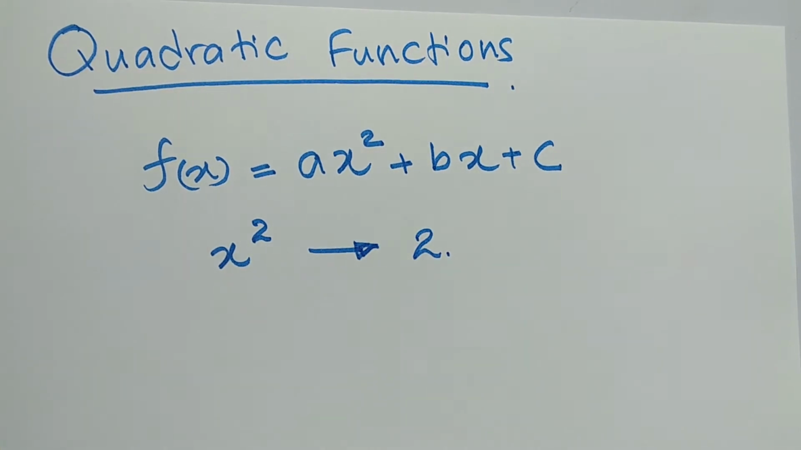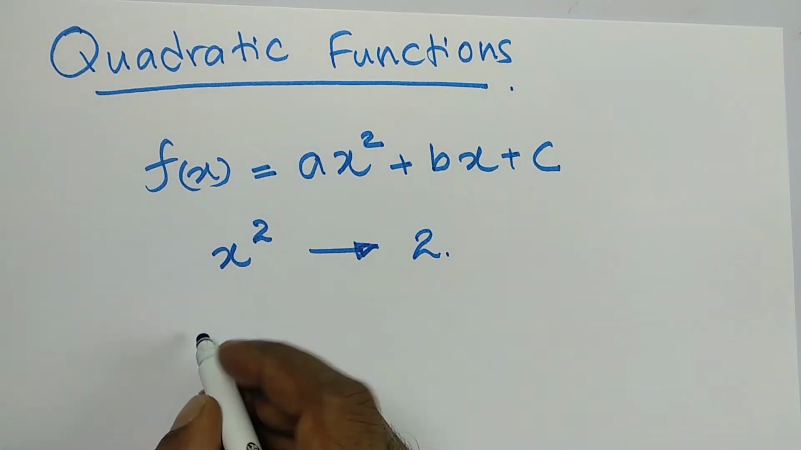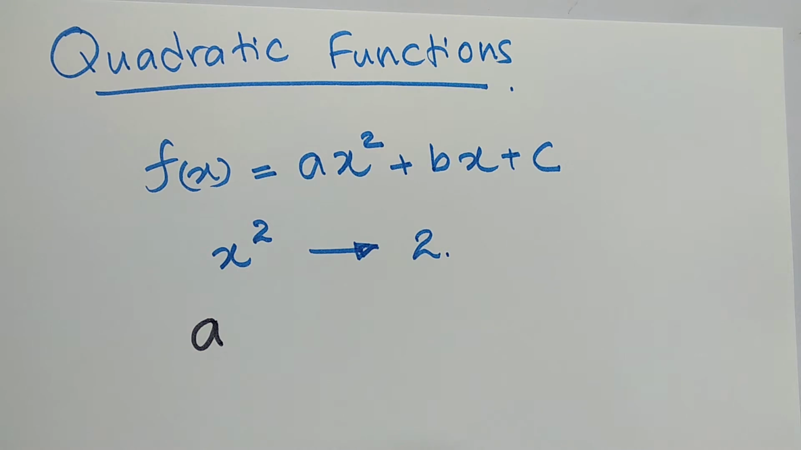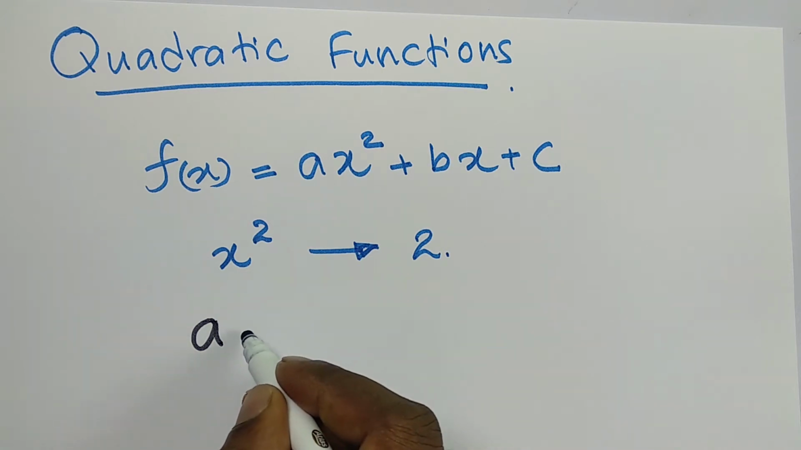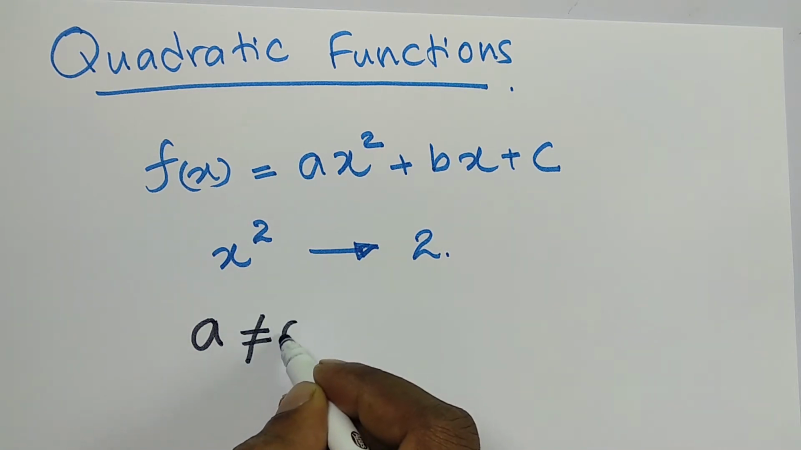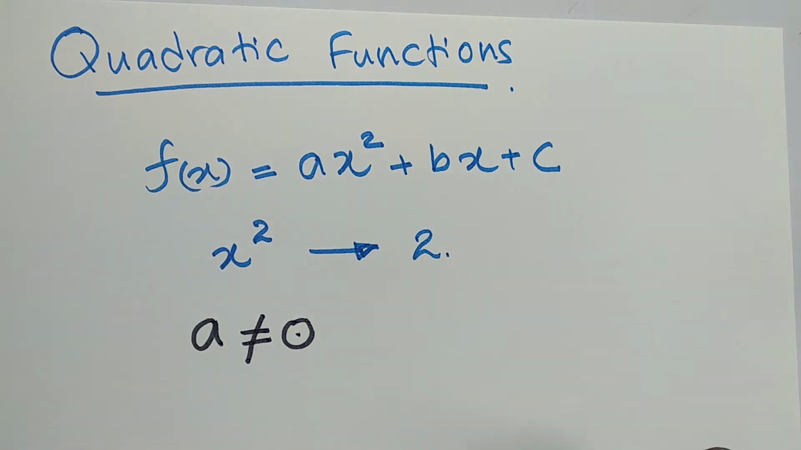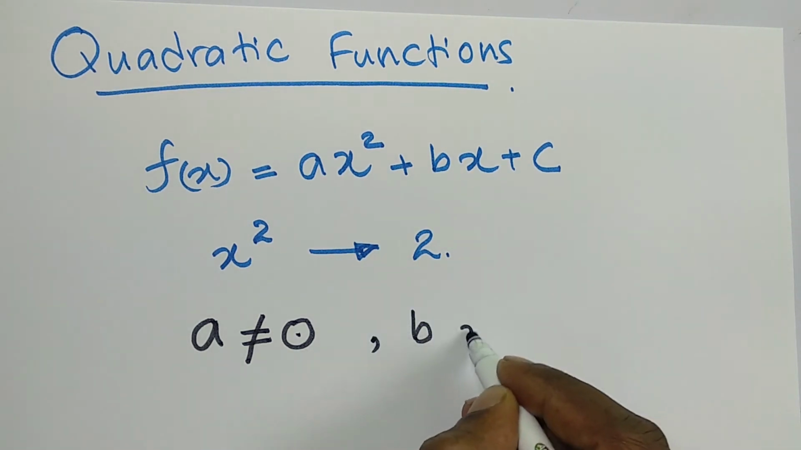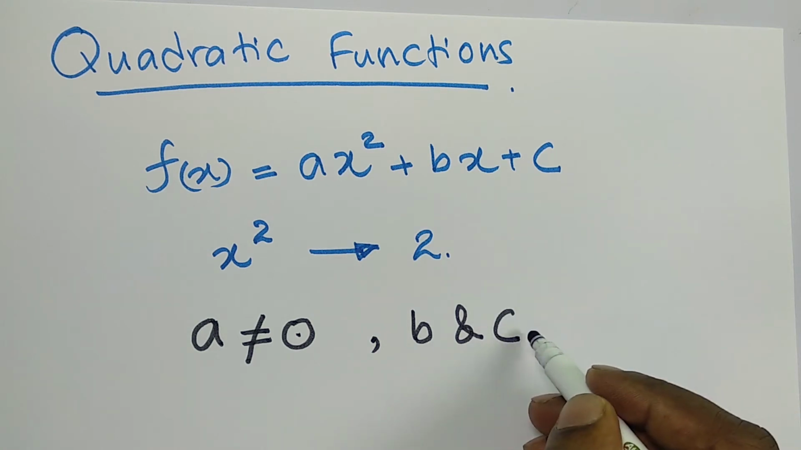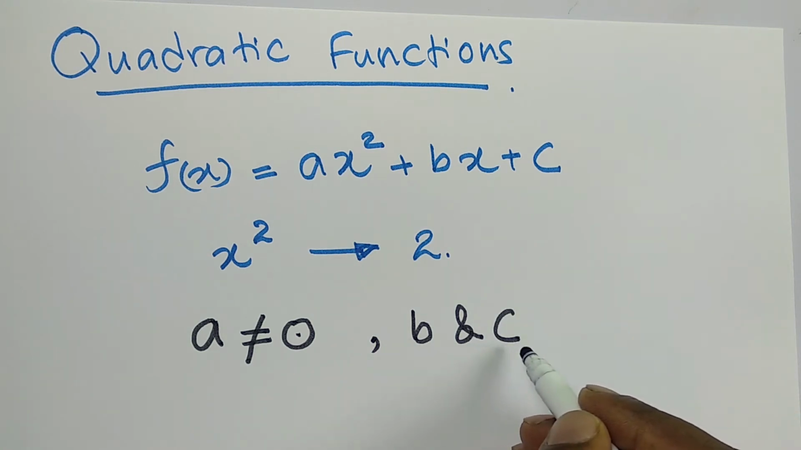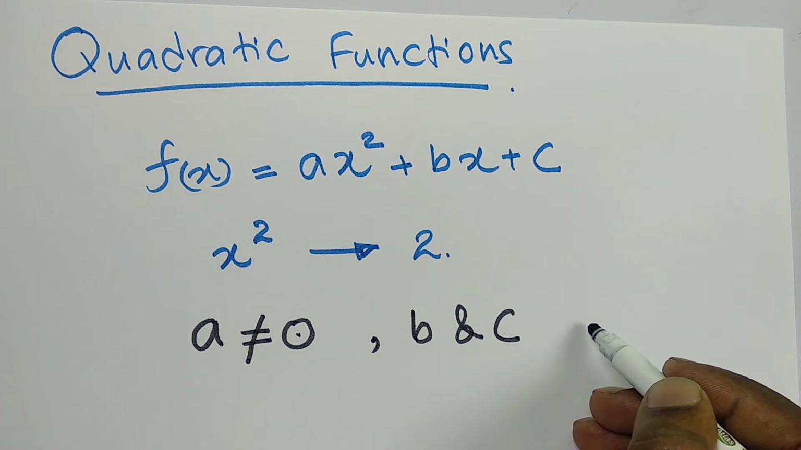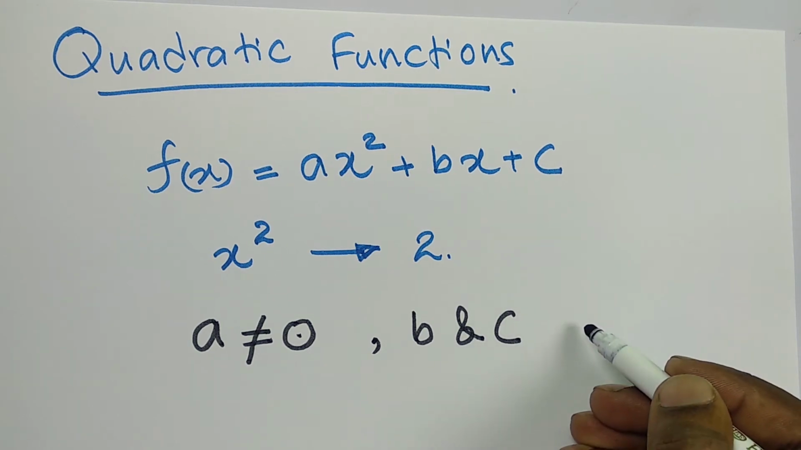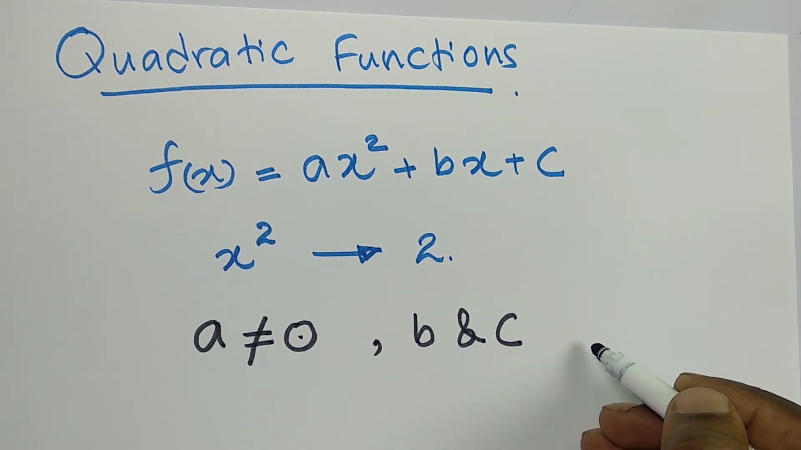In here, this a can be any finite value, but it cannot be 0. If this is 0, this is not a quadratic function. And b and c can take any finite number. This can be 0 or negative or positive. It doesn't matter.